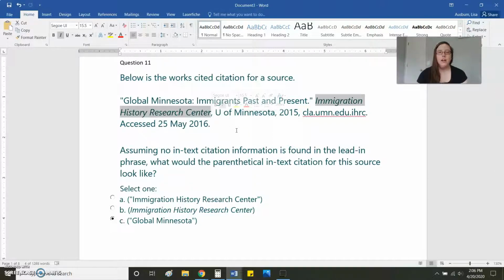But like we learned before, MLA actually works off of a whatever-comes-first rule. So whatever comes first in your reference citation on your Works Cited page is what must be included in the in-text citation. And what comes first in this citation is the article title, and the title, not the subtitle, Global Minnesota. And so that is why C is the correct answer for question number 11. A is formatted incorrectly, and it's the publication. B is the publication formatted correctly in italics, but your in-text citations do not include the information found in the middle of the citation unless it's a page number.